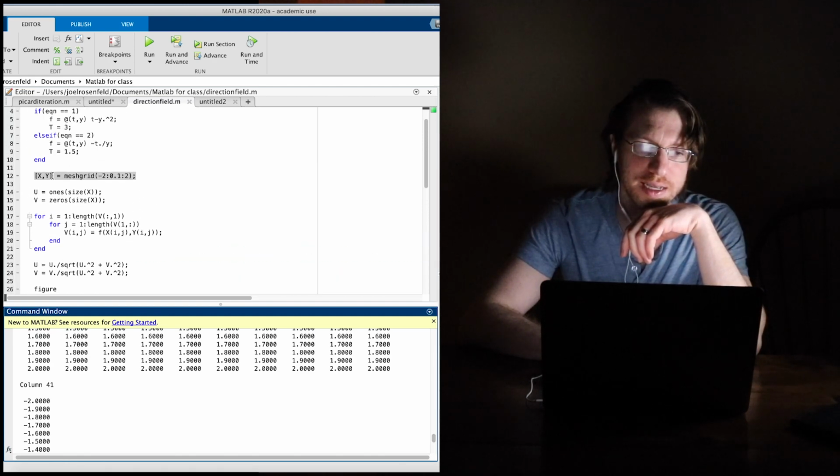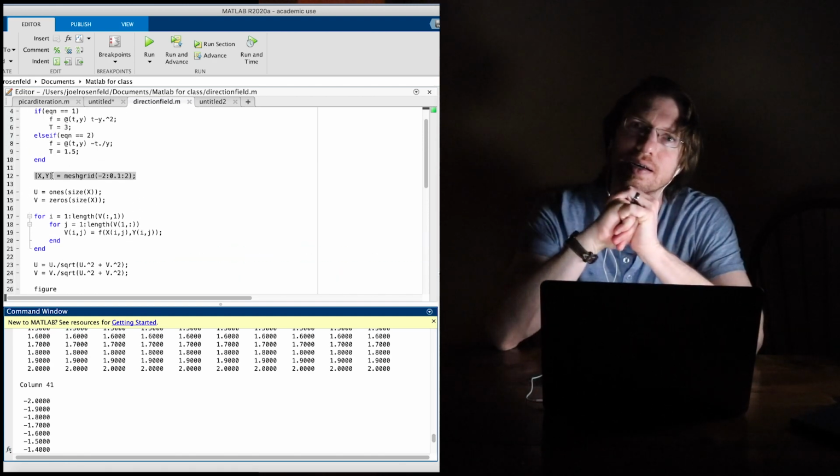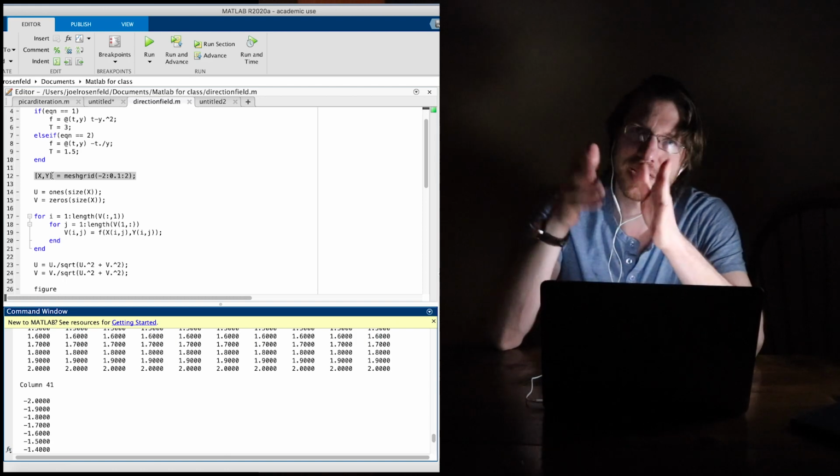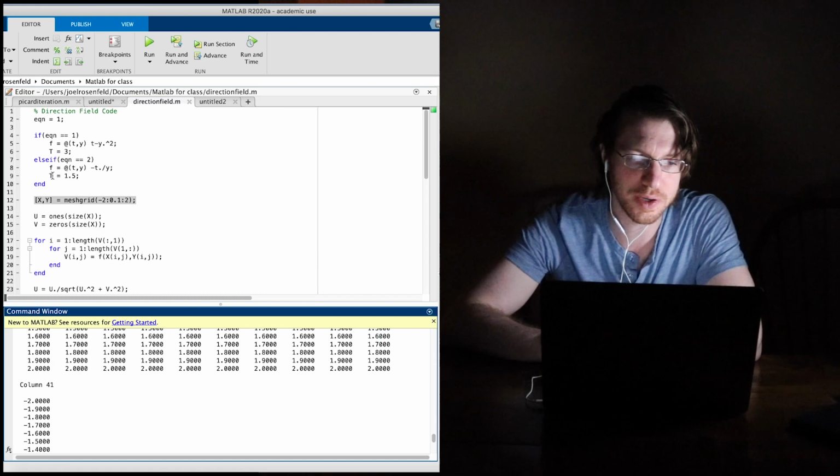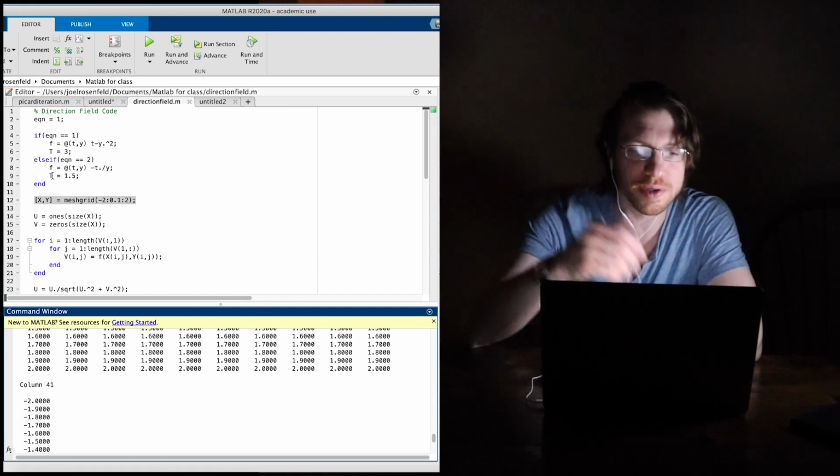you want to look at the ijth coordinate, then you're going to put x_ij comma y_ij, and that gives you the actual vector that you want, or the x and y points.